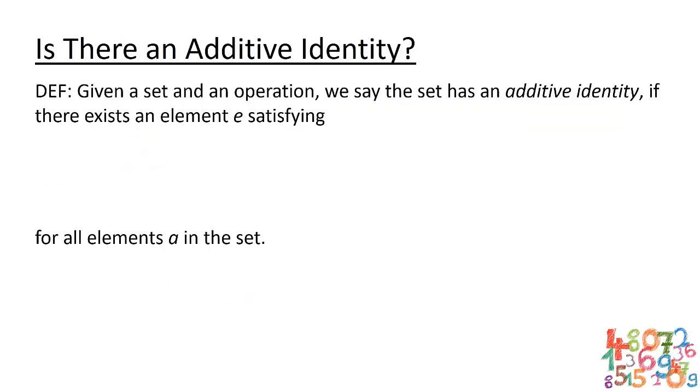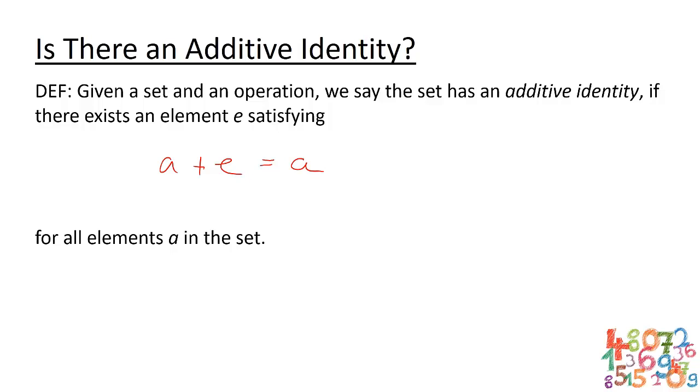Finally, the last property we want to explore is the idea of an identity element. For this particular property, we're going to need both a set and an operation. We're going to take the set of natural numbers, N, and the operation of addition. The set of natural numbers has an additive identity if we can find an element e satisfying a plus e is equal to a. In other words, we start with our number a, we add e to it, and we get a as a final sum. And this relationship has to work for all elements of our set.